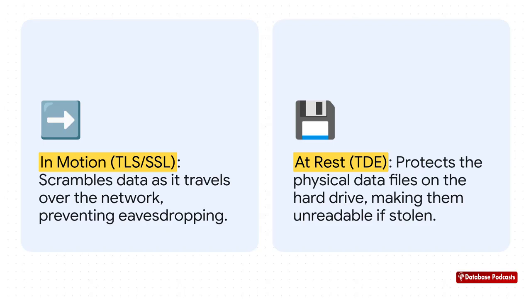It's really important to think about encryption in two different layers. First, you've got encryption in motion, using TLS or SSL. This scrambles your data as it travels across the network, so no one can eavesdrop on it. Then you've got encryption at rest, also called transparent data encryption. This protects the physical files sitting on the hard drive, so even if someone steals the entire drive, the data is just gibberish. You really need both.